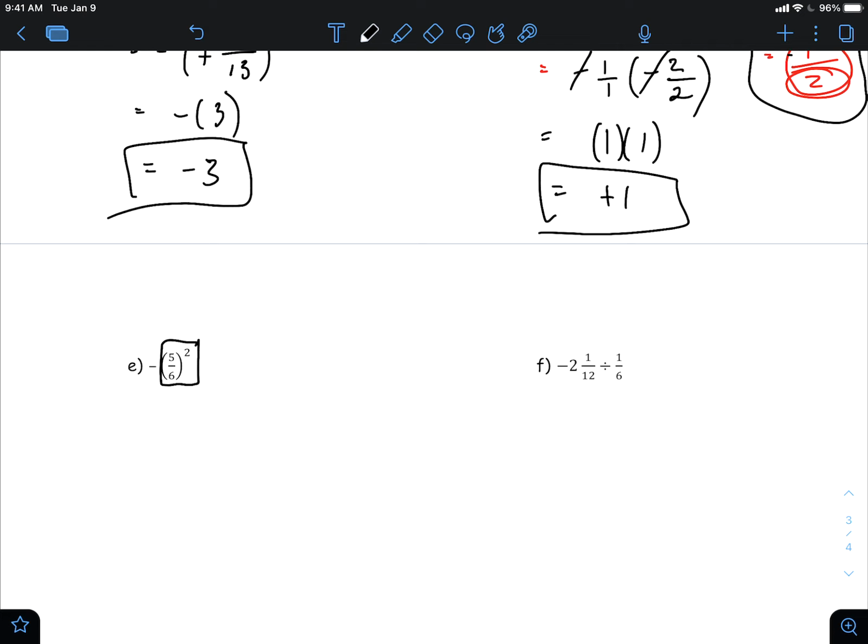That negative is not inside the bracket, right? So it's not a part of that repeated multiplication. It's just going to float down, right? But your next line could look like one of two ways, and I will show you both. Repeated multiplication tells us that it's going to be 5/6 times 5/6, because there's two of them. That's what the squared is telling us, right? And then you would multiply that out. It'd be negative 25 over 36. Is that reducible?